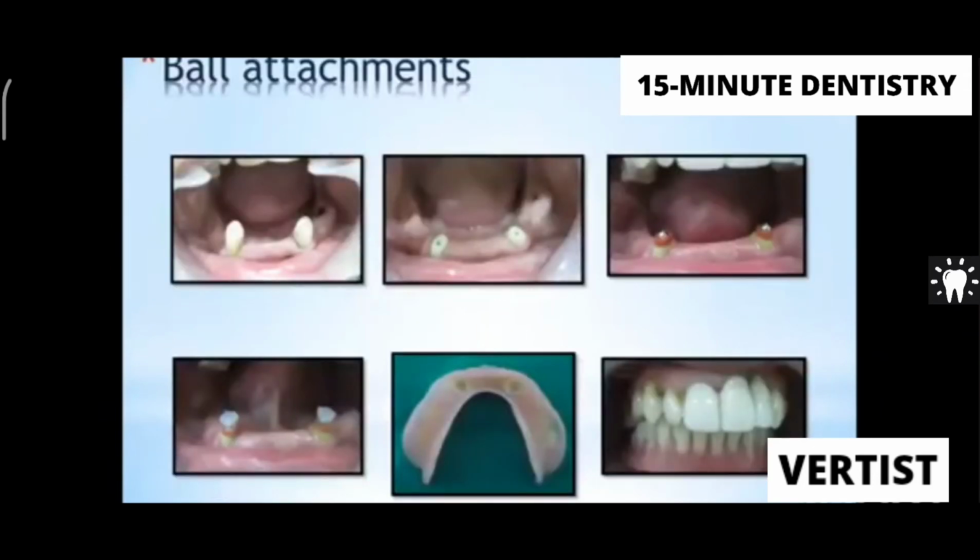So let's see a few cases. One is this ball attachment. These are the prefabricated ball attachments with post inside. So this is a post with the ball head. It is directly cemented into the post space, like how you do the post and core, right? And then there is a female portion over here which is picked up in the denture. Simple form of ball attachment.